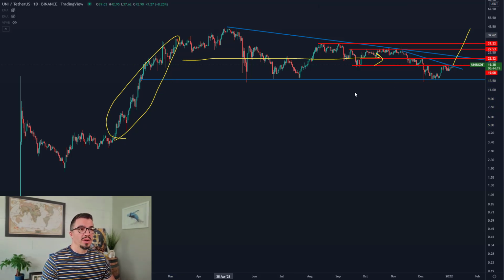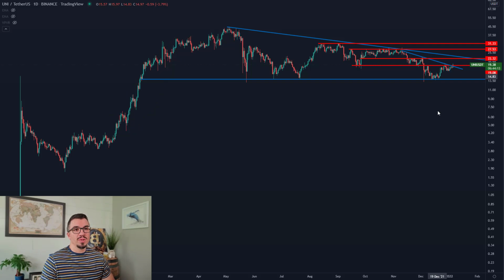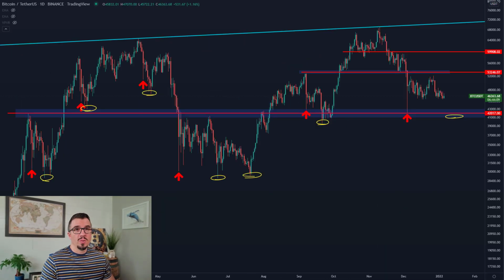Okay, so I think that we could get a breakout here up toward 22 as long as Bitcoin cooperates. And that brings me to the second caveat here, and that is Bitcoin. So we have talked about this in the past couple of weeks.